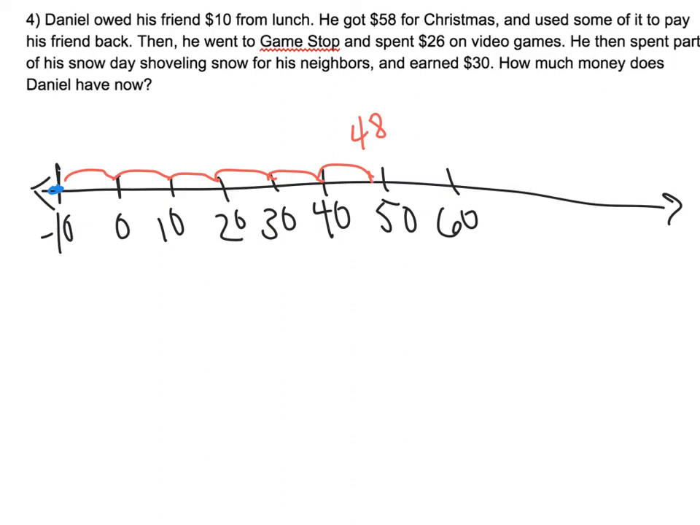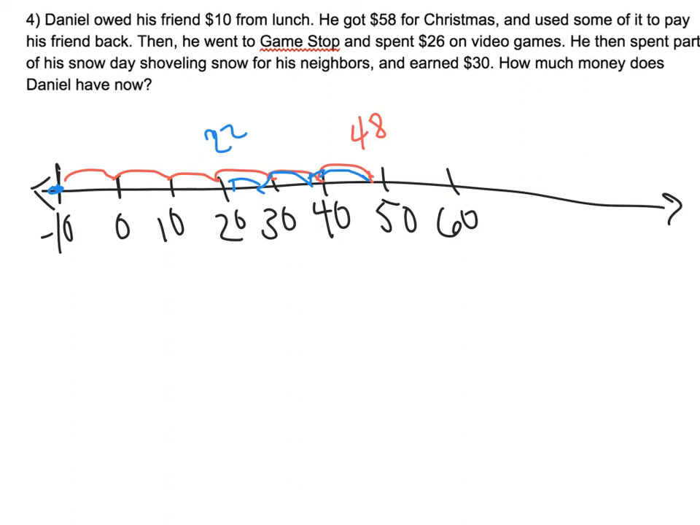Now, he's going to spend $26 on video games, okay? So from here, let's envision ourselves going down $10. So now we're at $38. And down another $10 would put us at 28. And then we're going to go down $6 to end up at $22, okay? In other words, 48, we've subtracted 26, and we've landed at $22.